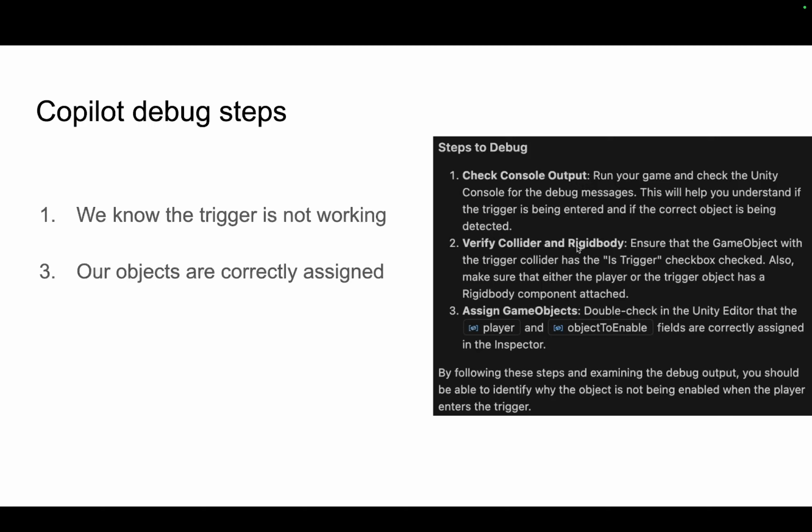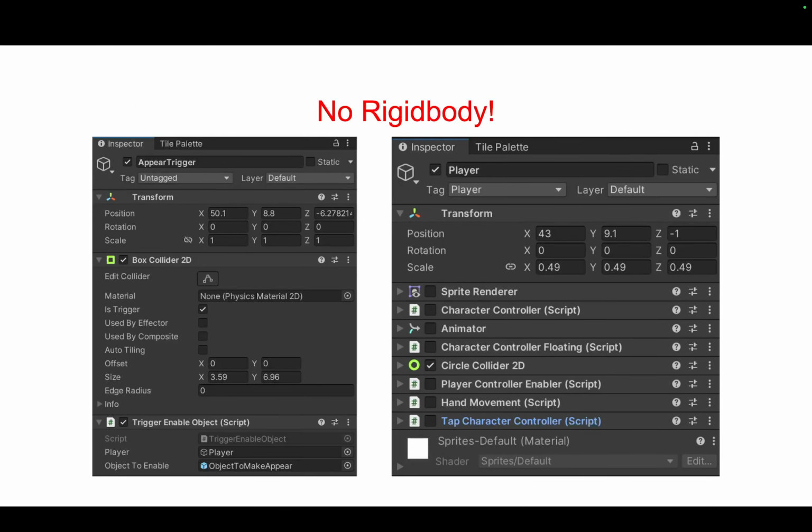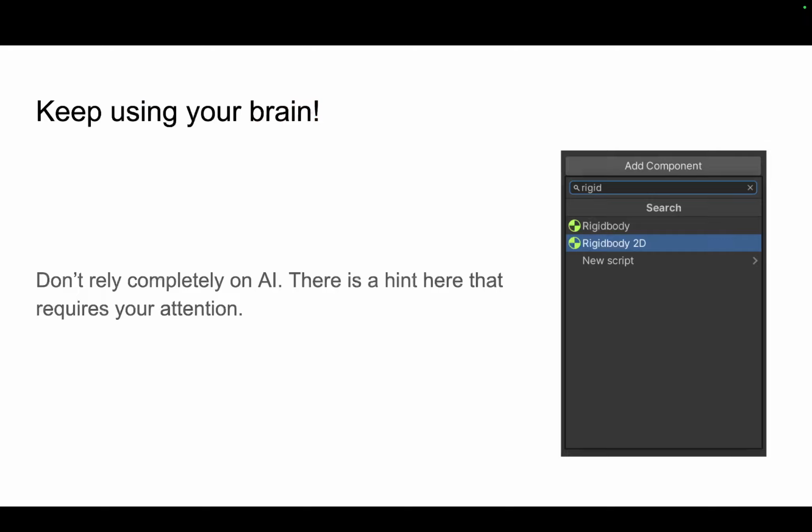Okay, cool. Let's go check colliders and rigid body. Aha. Neither on our appear trigger object nor on the player can we find a rigid body. So that's gotta be it, right? Let's add a rigid body.